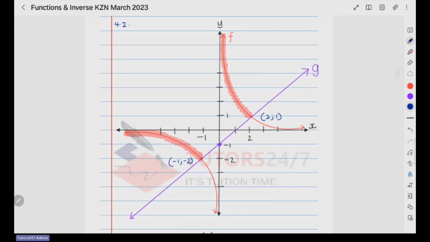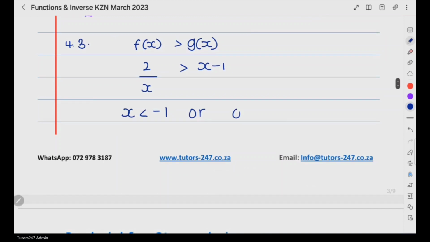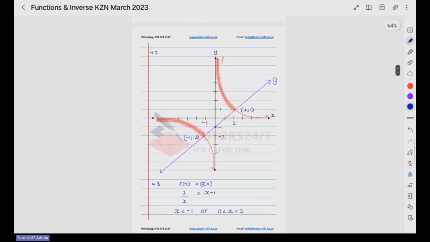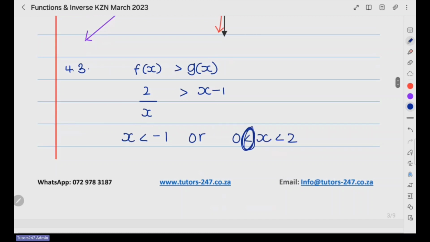So let us answer this question. It's between 0 and 2. And we don't use equal to signs because the question did not use equal to signs. In addition to that, the function does not exist at 0. So even if the question did use equal to signs, we could never use an equal to sign here where there's a 0. So the function can never be equal to 0. It can never exist at 0. The red function does not exist at 0. So this is our solution.